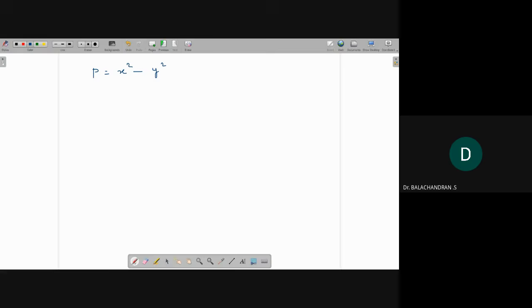So this implies ∂p/∂y equals minus 2y. Similarly, q equals 2xy, so ∂q/∂x, you get 2y.